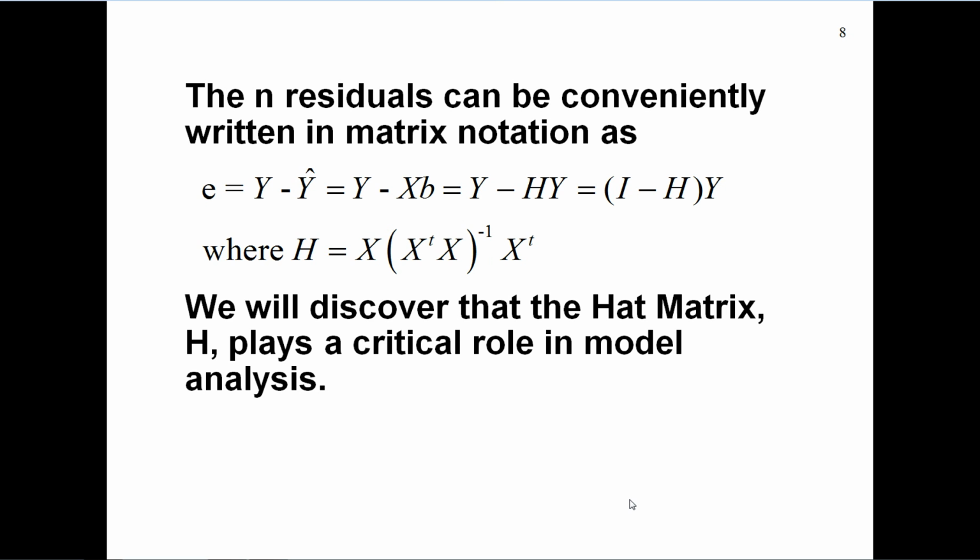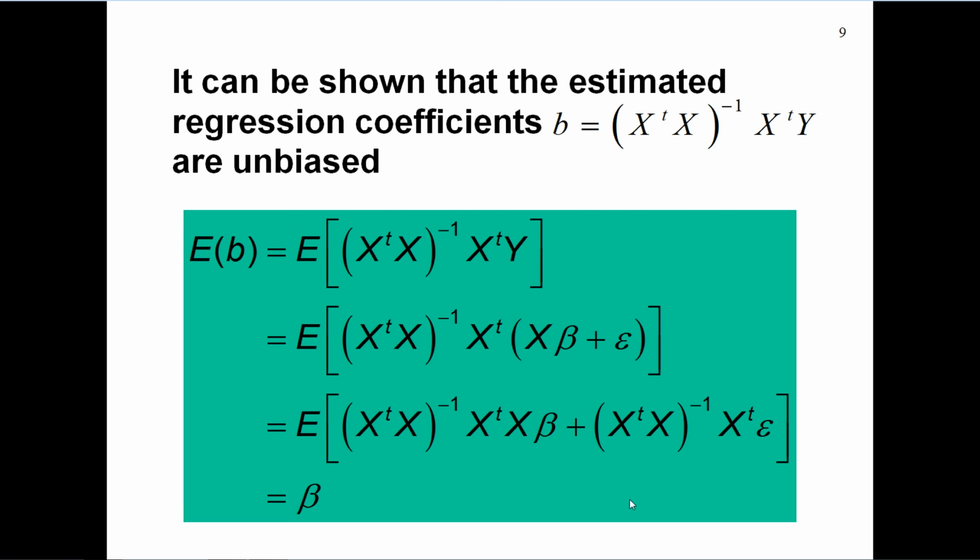The residuals can be written in a number of different ways. One way is I minus H, where I is the identity matrix, times y. And we have to keep in mind what H, this hat matrix, is, and we'll discover that this plays a critical role in model analysis and residual analysis associated with our model, that is validating our model, when we get to that later in this course or in the 431 course.